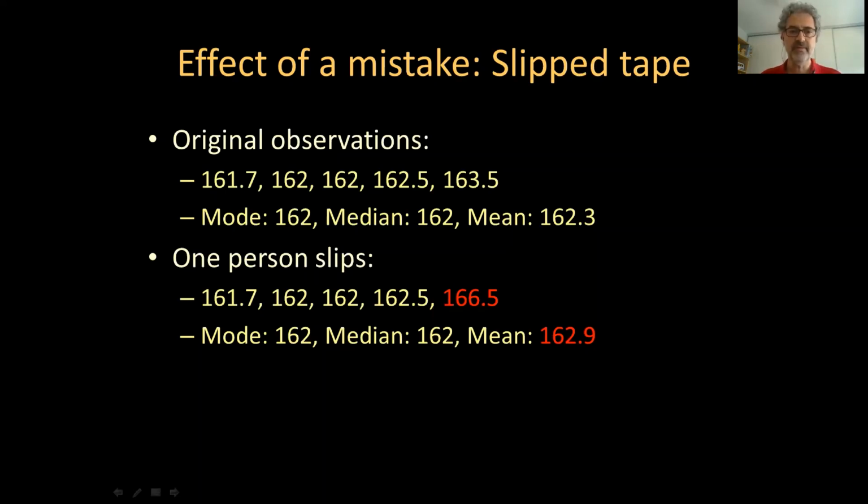So what happened with the mean is it was most affected by the occurrence of a problem in the measurement process. And if we weren't aware of this mistake and we're just using the numbers as if everything was fine, then this would result in a biased estimate, a misestimation of the height of this person using the mean.